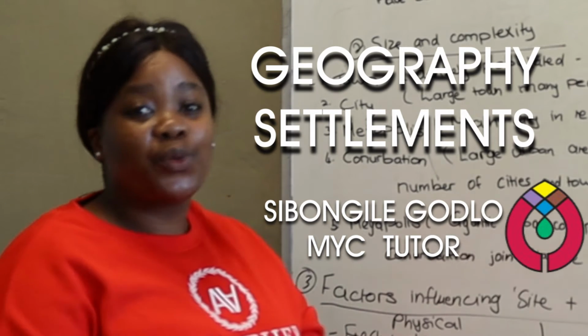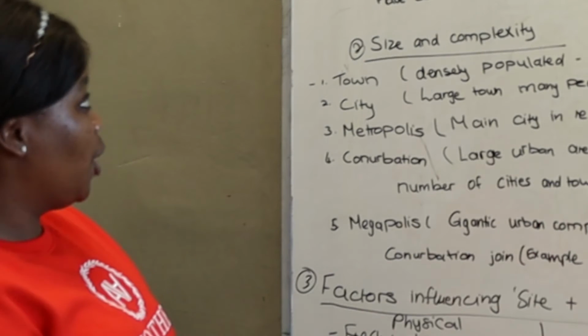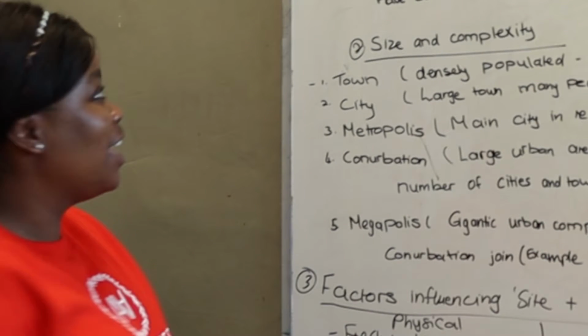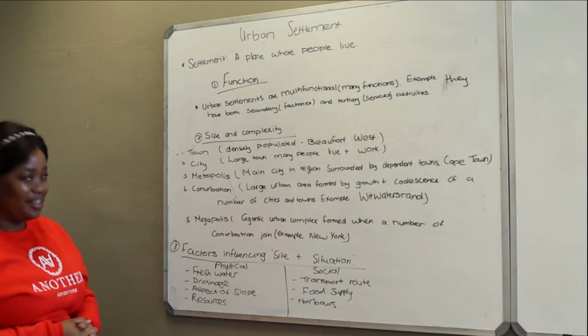Last week we did rural settlements. So this week we will be doing urban settlements. So let's start. Urban settlements. When you hear the word settlement, it means a place where people live.